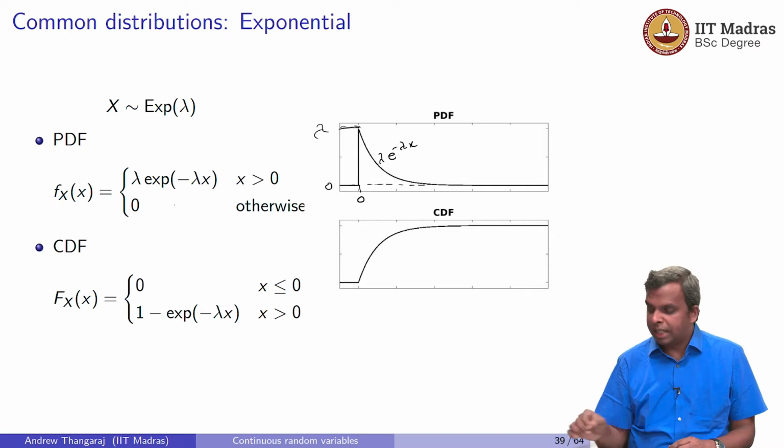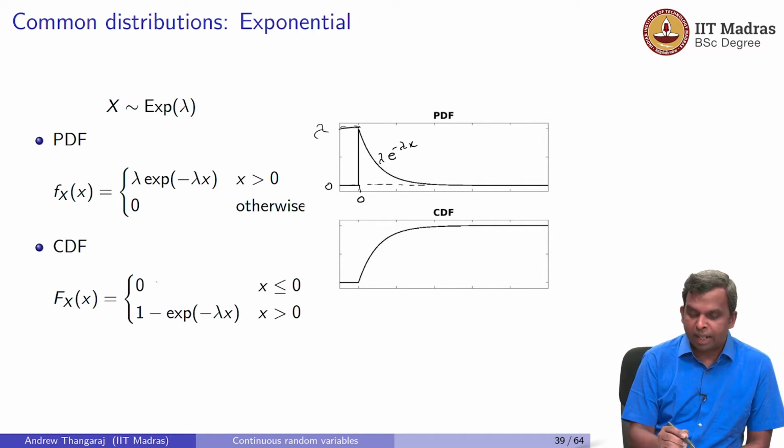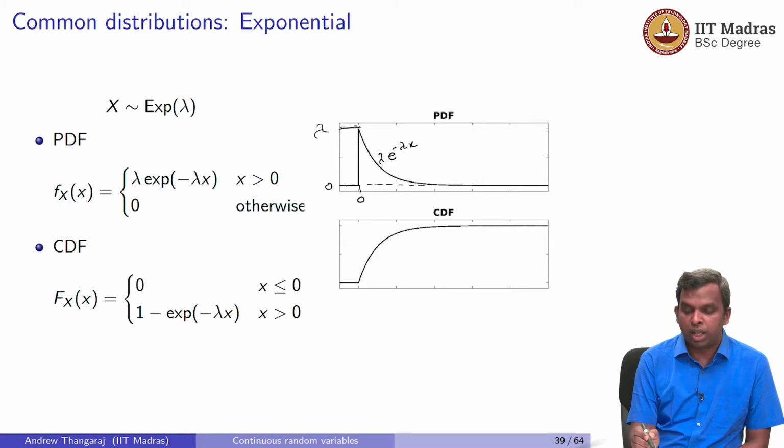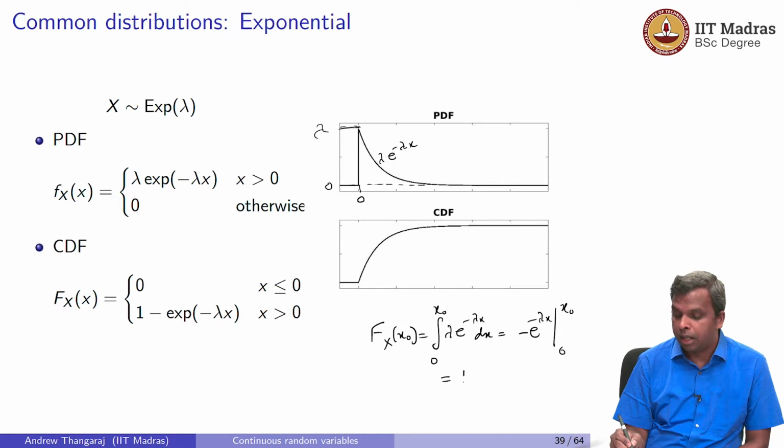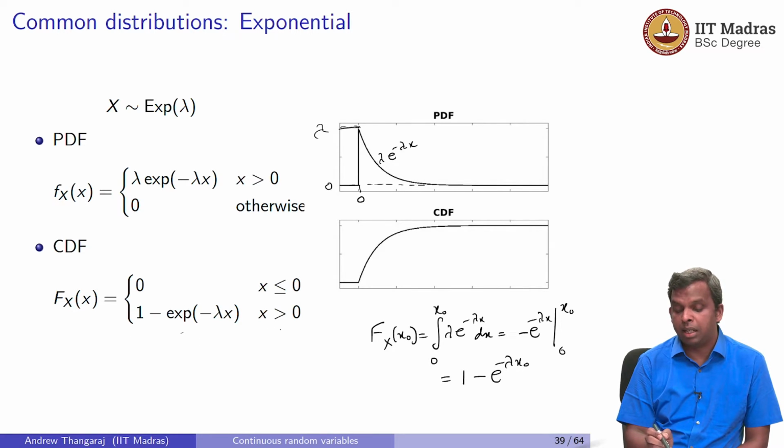So if you were to do the CDF, you have to integrate this. For x less than or equal to 0, you're going to get 0, since there's no area under the curve here. For x greater than 0, you have to integrate the PDF from 0 to x naught. So F_X(x naught) is the integral from 0 to x naught of lambda e power minus lambda x dx. This is minus e power minus lambda x from 0 to x naught. So you will get 1 minus e power minus lambda x naught. So F_X(x) is 1 minus e power minus lambda x for x greater than 0.